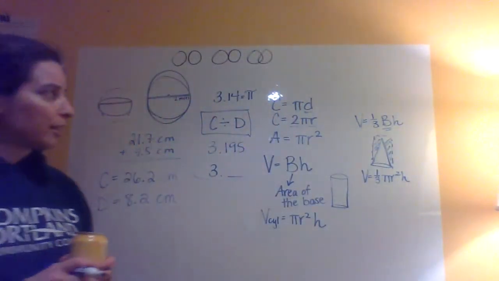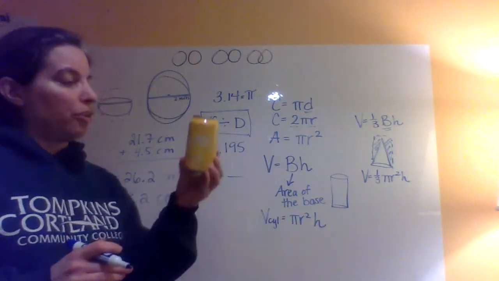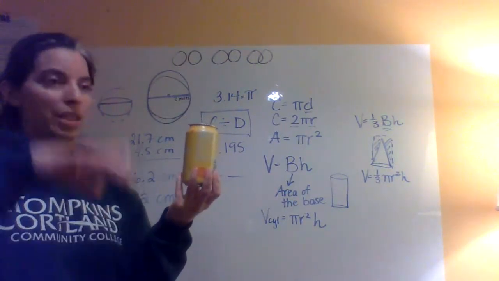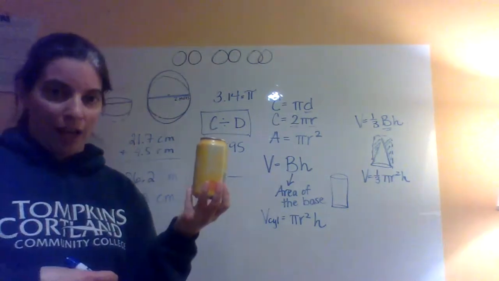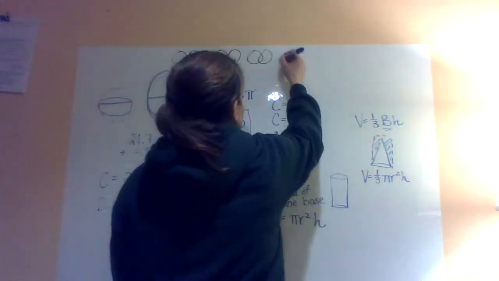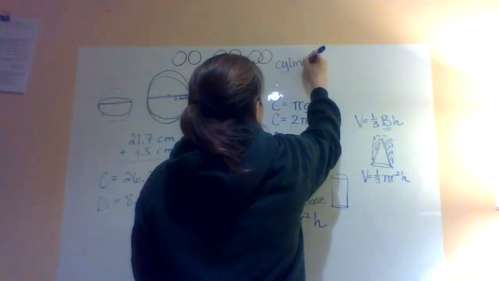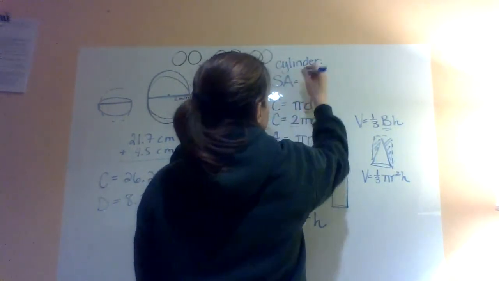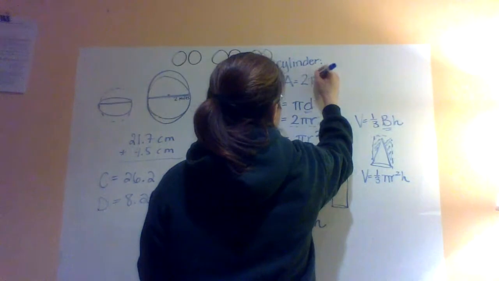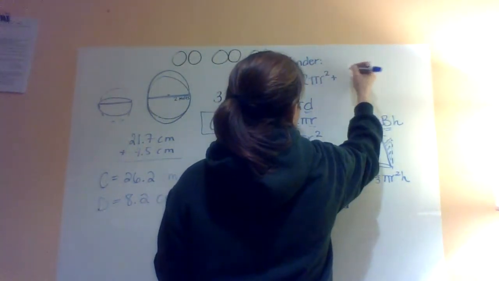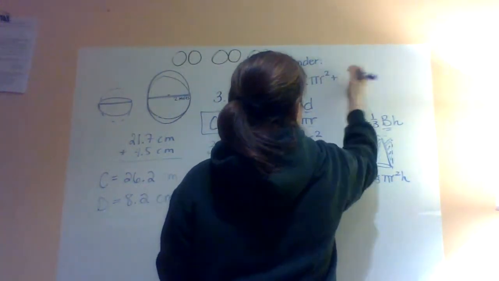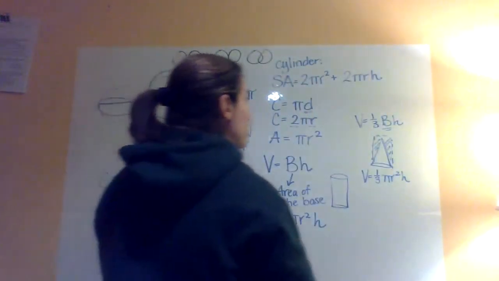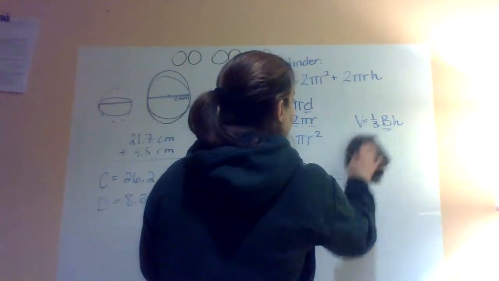And then the last thing we talked about was if we could think about the surface area of this cylinder. Okay, so surface area is where we take the area of all the different faces or sides and add them up. So for a cylinder, here's the surface area formula. Okay, 2 pi r squared plus 2 pi r h.